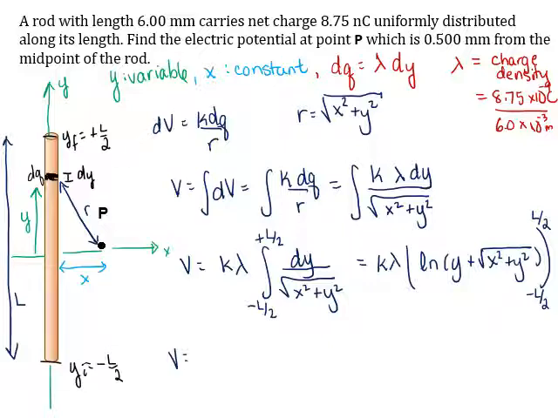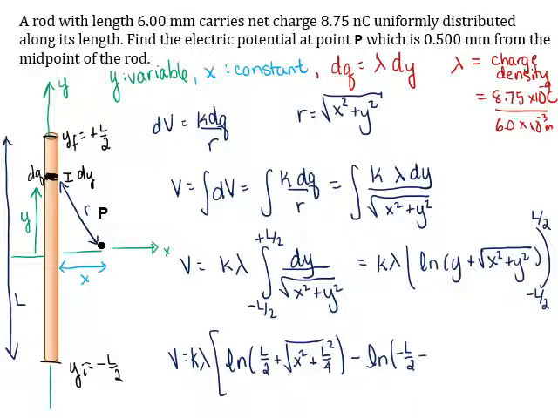So my net potential is going to be k times lambda, put in a big set of brackets. First we'll put in y equals plus L over 2. So that's going to be the natural log of plus L over 2 plus the square root of x squared plus y squared. L over 2 all squared is going to give me L squared over 4. Then I have to subtract the value where y is equal to negative L over 2. It's almost the same as the first value, but not exactly the same. Negative L over 2 all squared is still plus L squared over 4. Okay, so there is the expression.